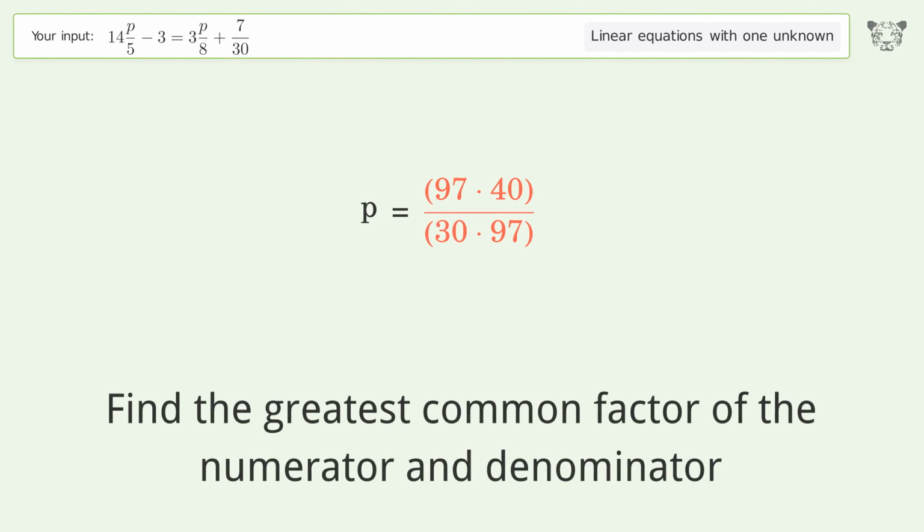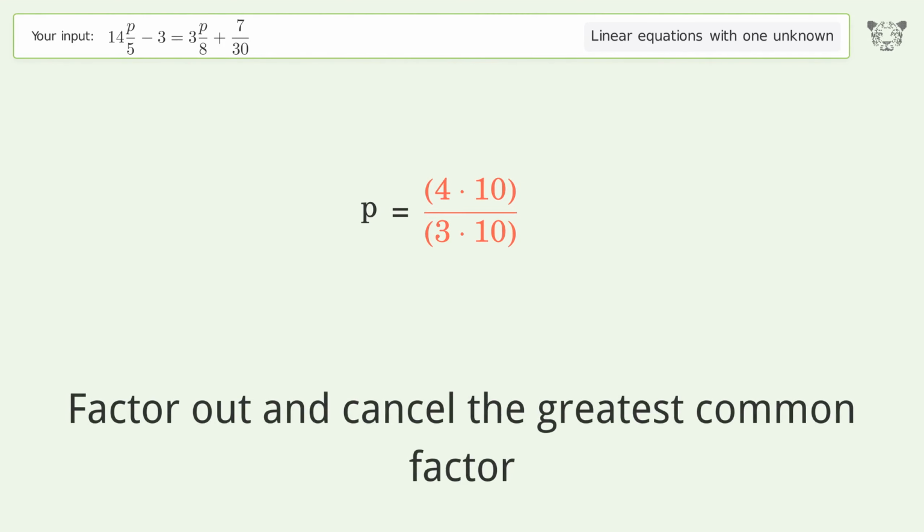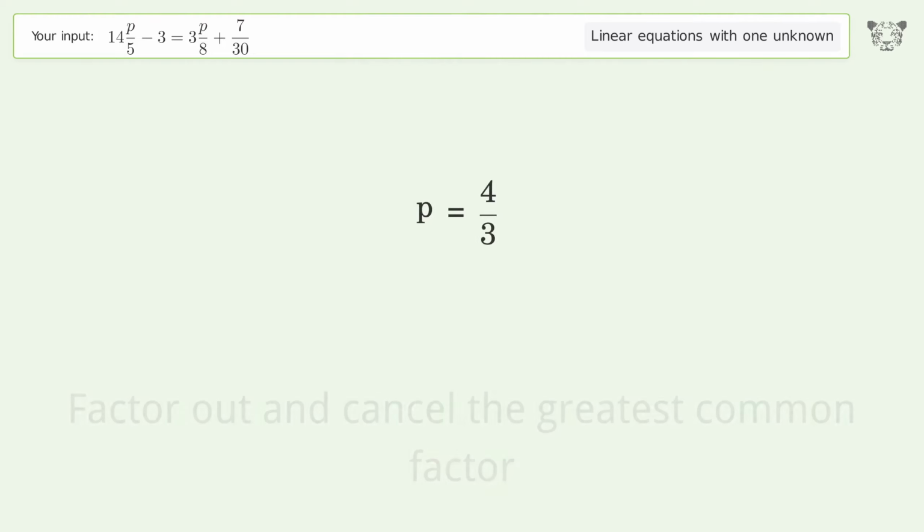Find the greatest common factor of the numerator and denominator. Factor out and cancel the greatest common factor. And so the final result is p equals 4/3.